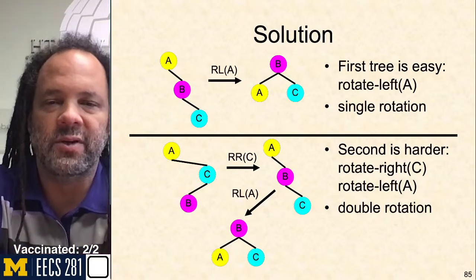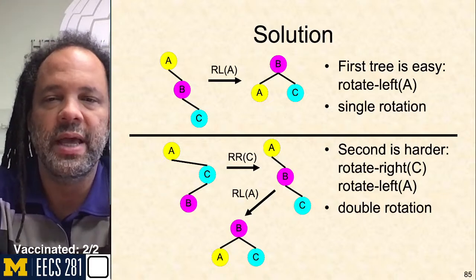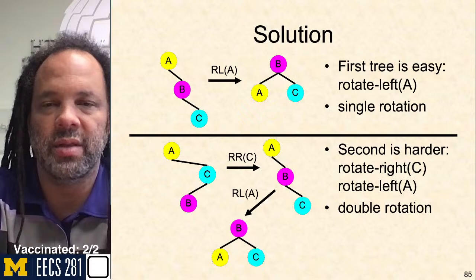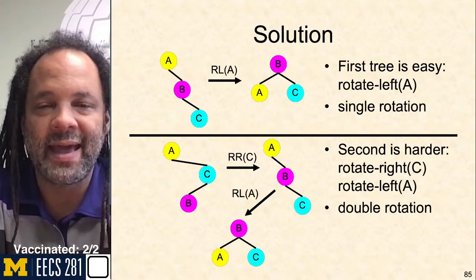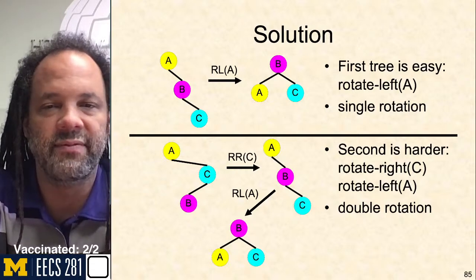Well, if I first make this rotation left around A from the first subtree, A goes down, B comes up. Those two items swap position. The parent becomes a child, the child becomes a parent. And that gives me a nice balanced tree. B is now the root, A and C are its children. Life is good.